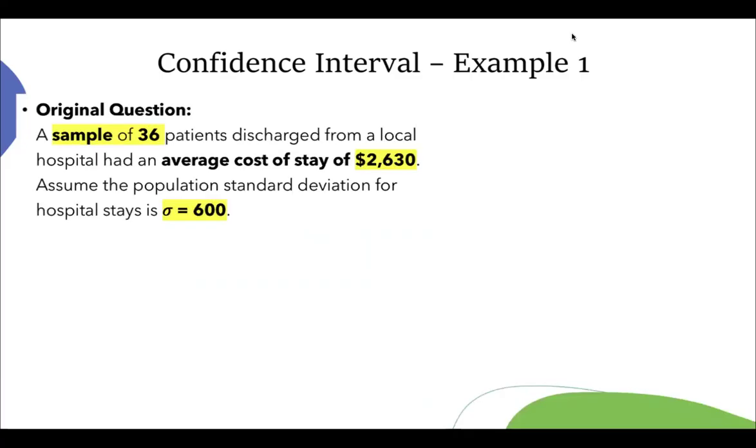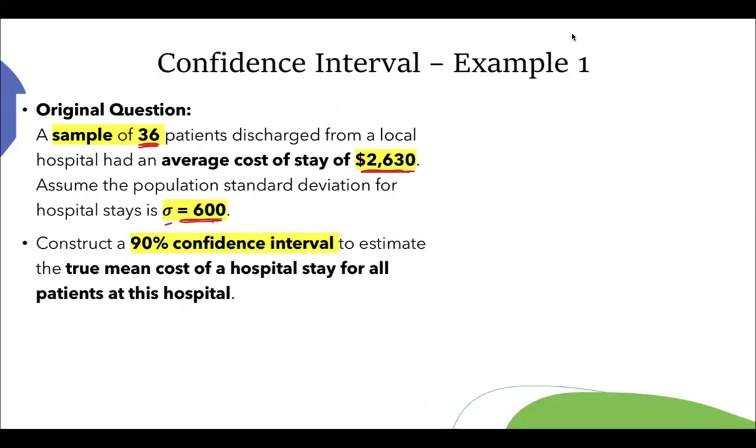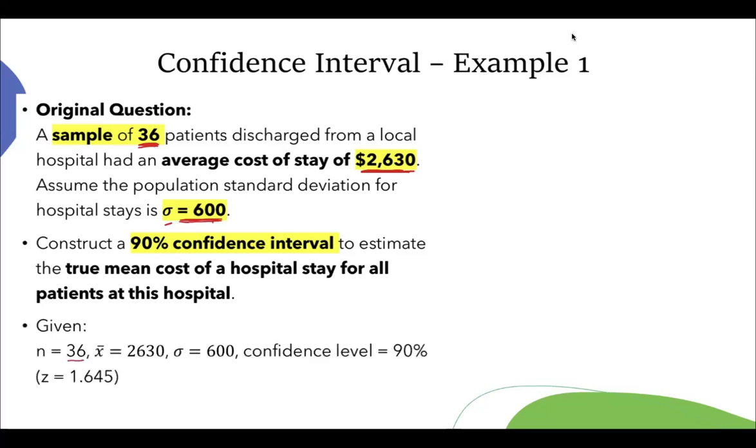So the problem gave us an N of 36, an X bar of 2,630, and a sigma of 600. So using all that, we plug that into the formula to calculate a 90% confidence interval. We're trying to estimate the true mean cost of a hospital stay for all patients at this hospital. So we have N equal 36, X bar 2630, sigma is 600. A confidence level of 90% means that we're using a Z of negative and positive 1.645 in our formula.